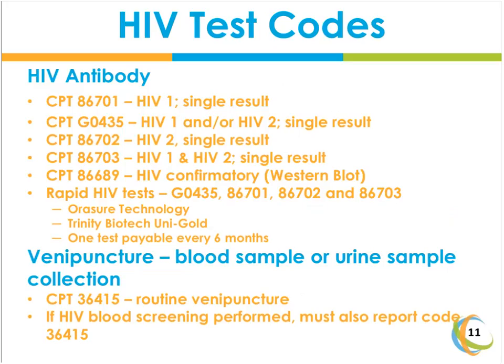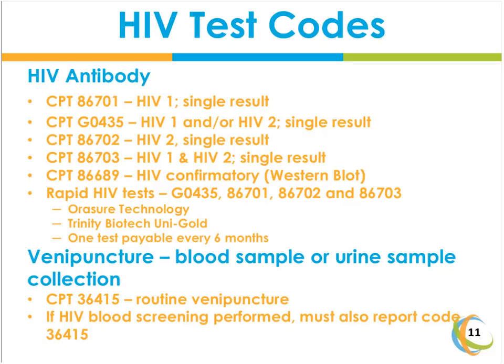So you have CPT code 86701, which is used to report the HIV-1 single result. Actually, this is an error. This should say HCPCS code. So this is HCPCS code G0435. The HCPCS code system is an alphanumeric code set, and the CPT coding system is purely numeric. So anywhere in the slides where you see a code that begins with a letter G, these are your HCPCS codes. So this is a HCPCS code, and it's used to report HIV-1 and or the HIV-2 set.